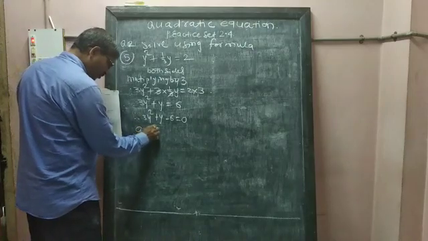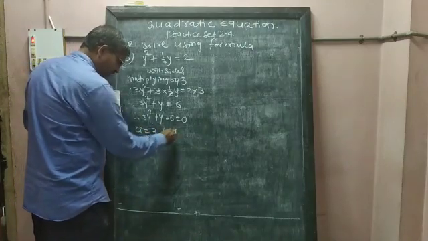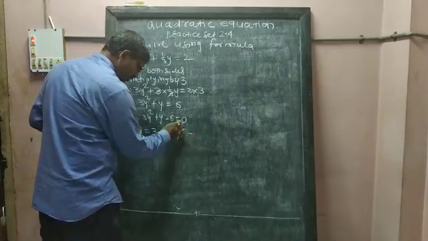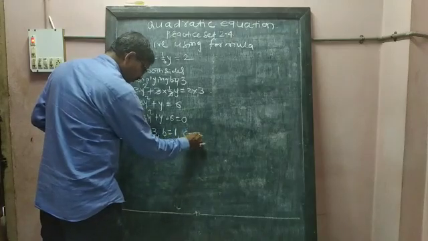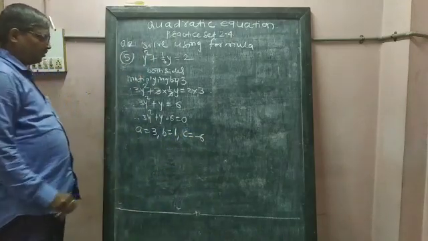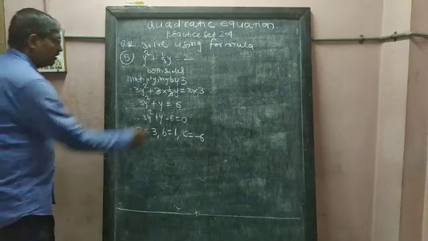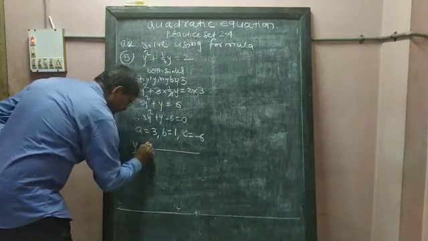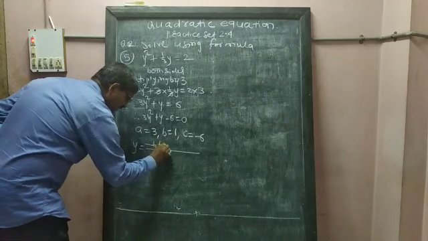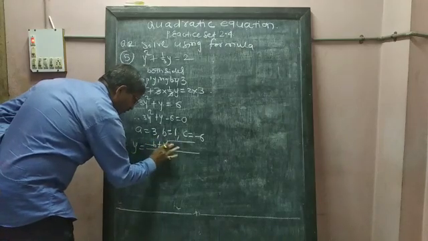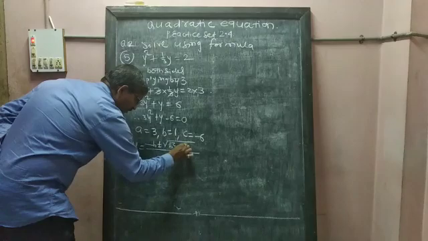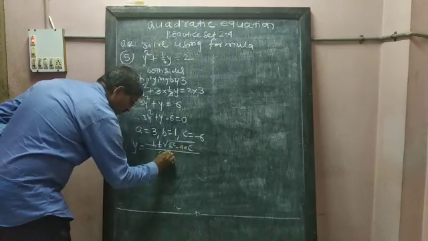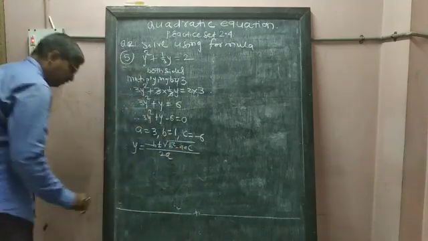Thus a is equal to 3, b is equal to 1, c is equal to minus 6. Therefore, now y is equal to minus b plus minus under root b square minus 4ac upon 2a.